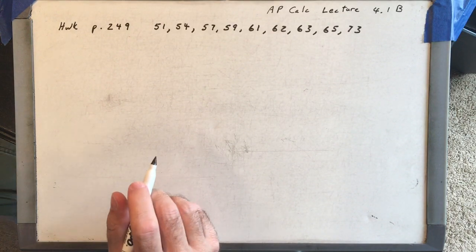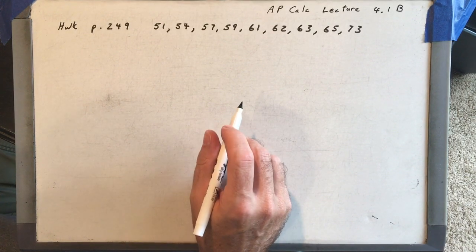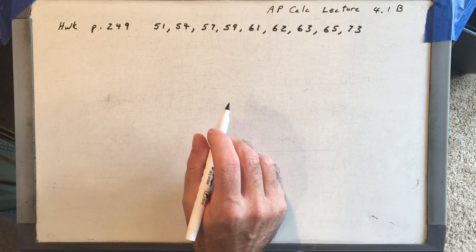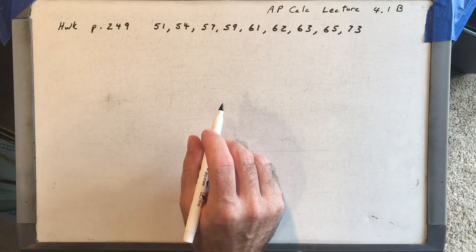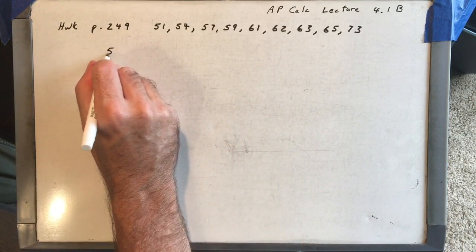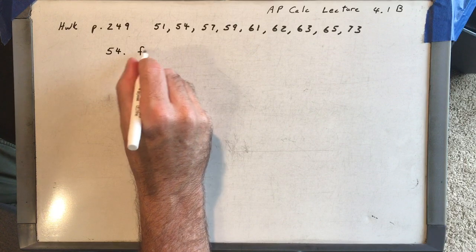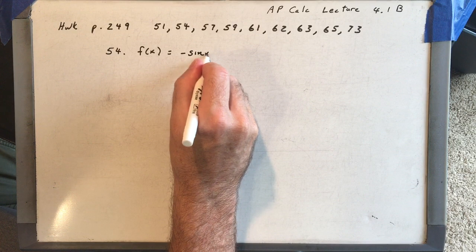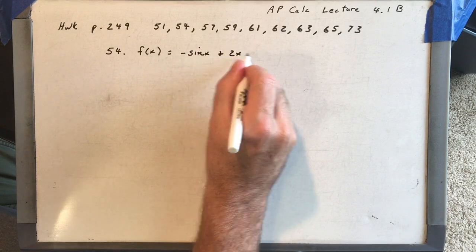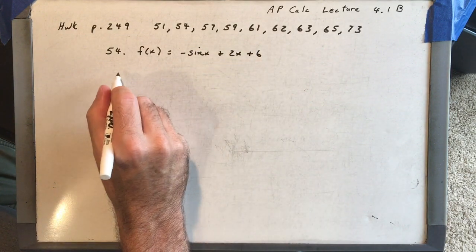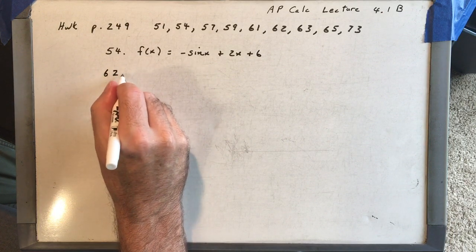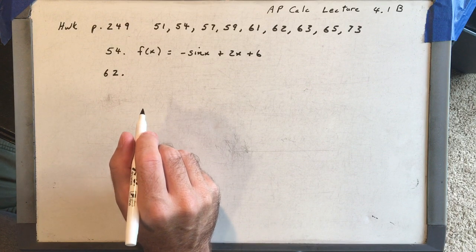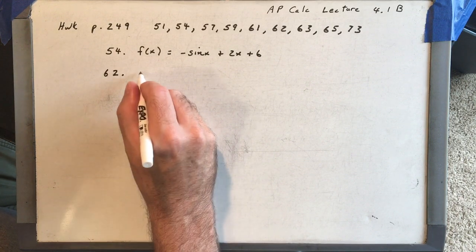All right, let me give you the answers, if I can find them real quick, to the even problems. All right, number 54. There it is. The answer to 54 is f of x is equal to minus sine x plus 2x plus 6. And then the answer to 62 is 18.07 seconds.